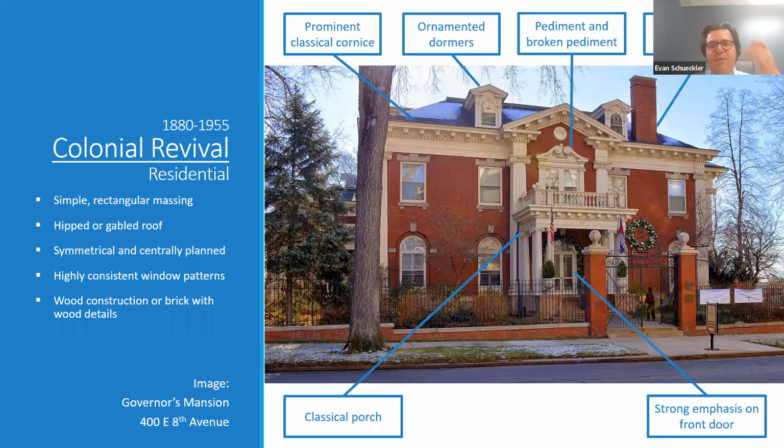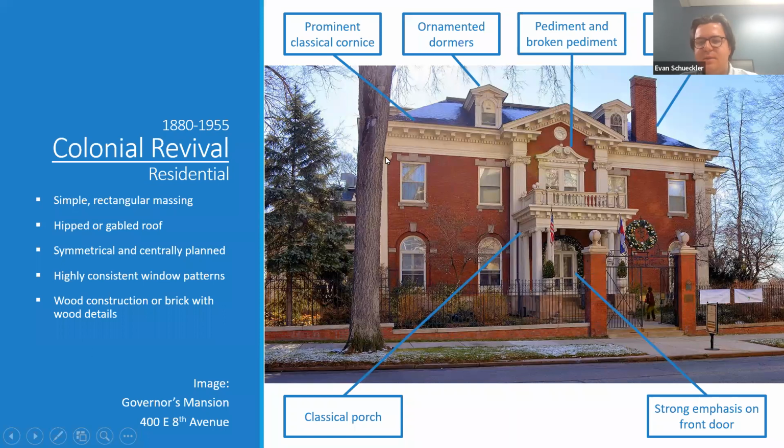So the first style that we're going to touch on is the colonial revival, speaking of revivalism, which is generally a simple rectangular massing. This example is a pretty grand one, the governor's mansion, really in the Georgian style specifically, which is a subset of colonial revival. You have this low sloped hipped roof with these ornamented dormers. It's very symmetrical and centrally planned with the central door right in the middle of the building. Excuse me, the windows are placed very regularly. There's very little variation, maybe a little bit on the sides or the rear.